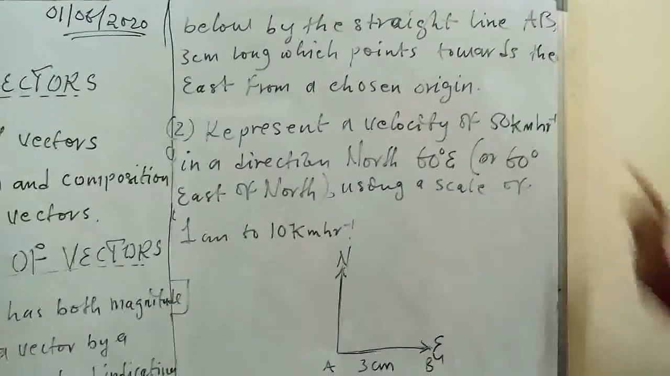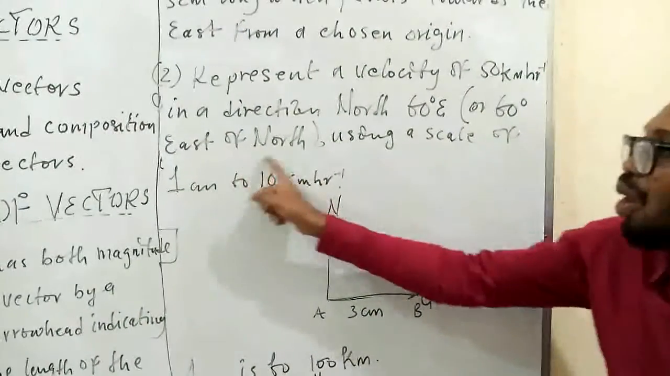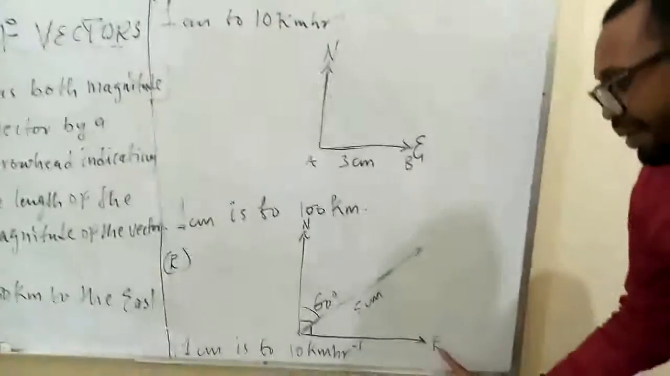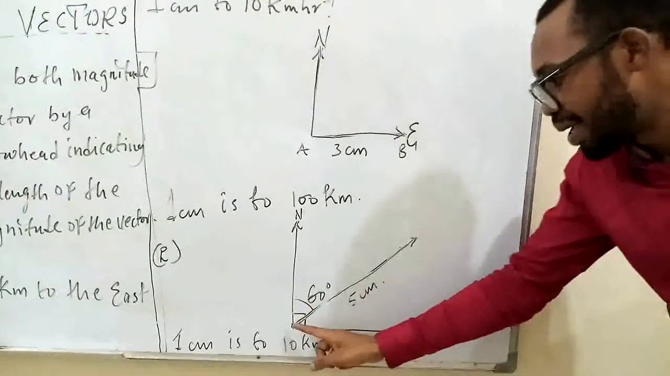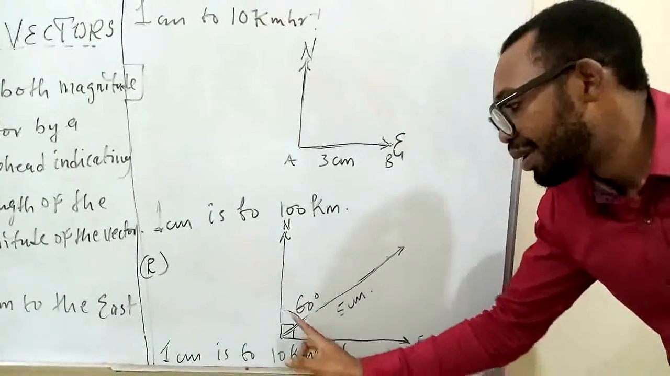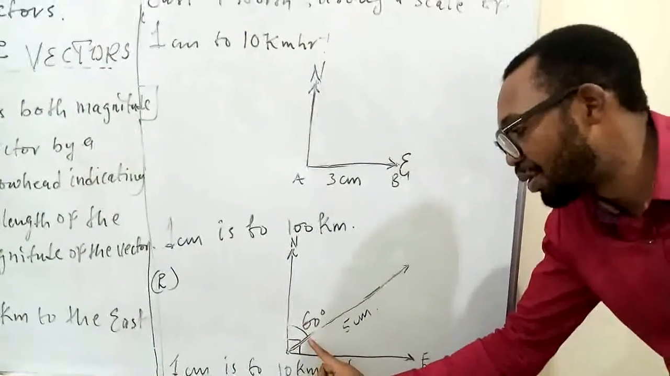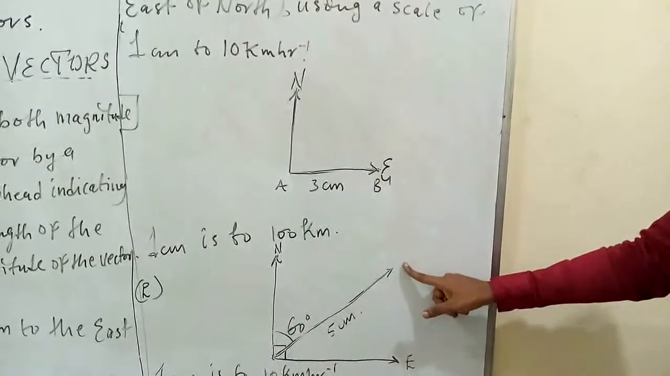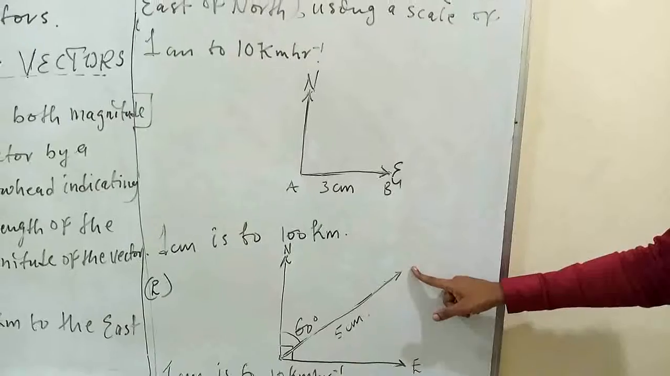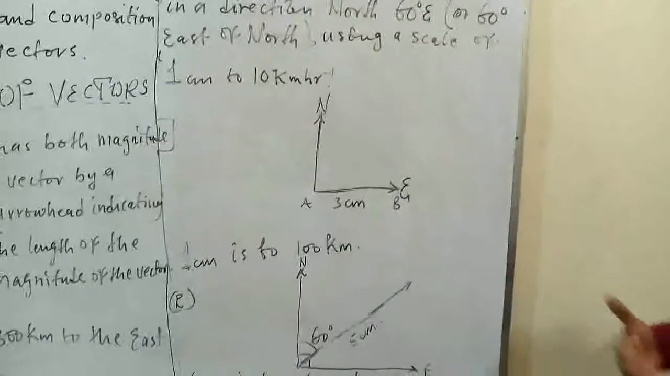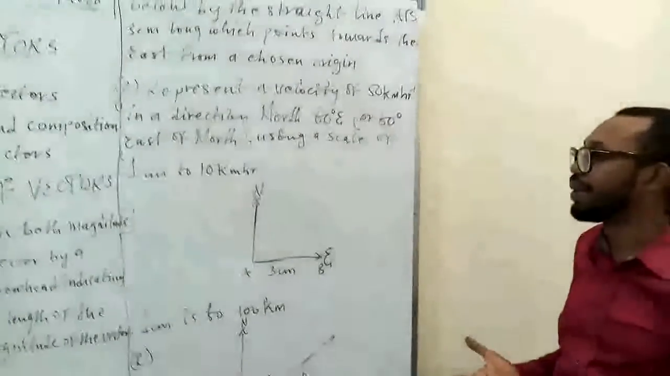Then it is east of north. This is north. This is east. So east of north sustains an angle of 60 degrees, not from the east, but from the north. Do you get it? That is another way of representing a vector. So from these two, I think you can represent as many vectors as you can. Is that clear?